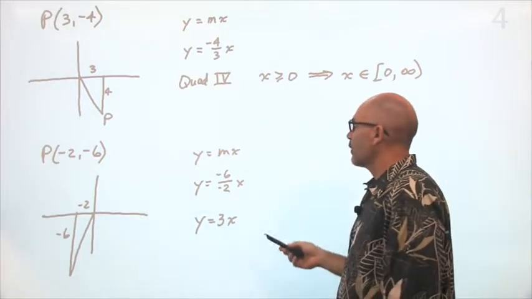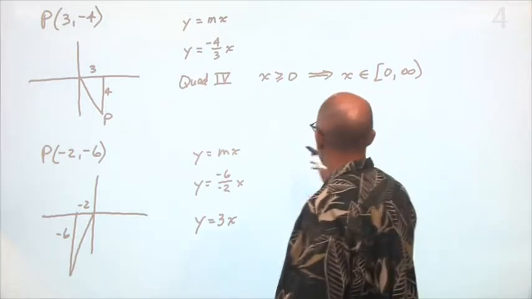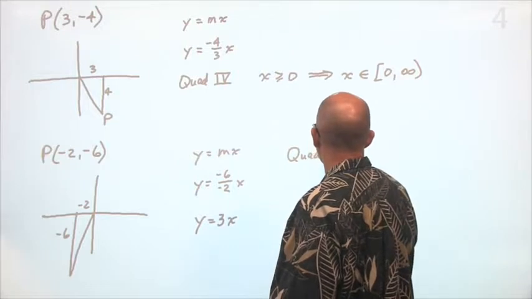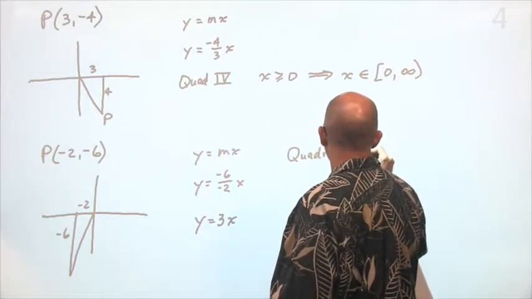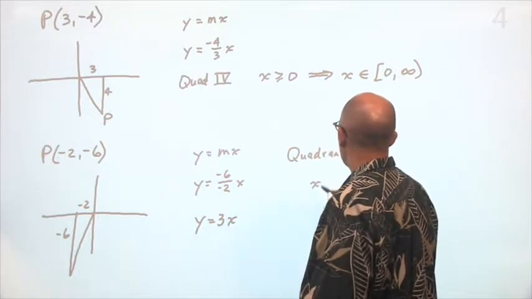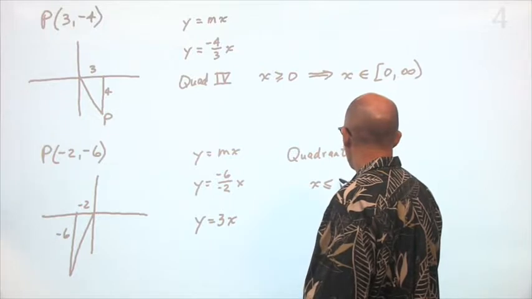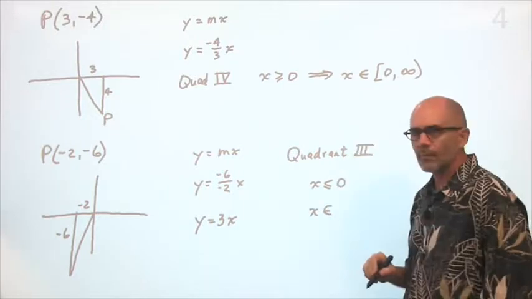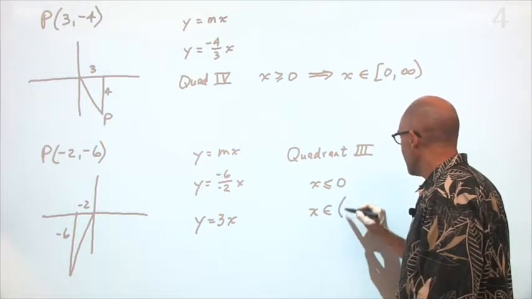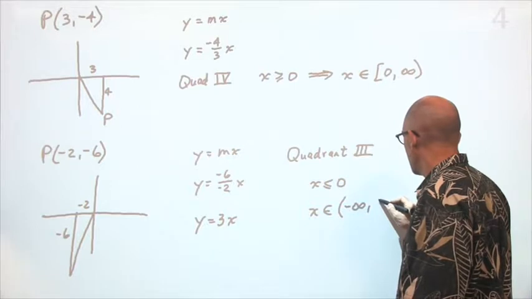Now, notice one other thing. It's in quadrant 3. So what are my domain restrictions? Well, now x is less than or equal to 0. Or x is an element from negative infinity to 0.